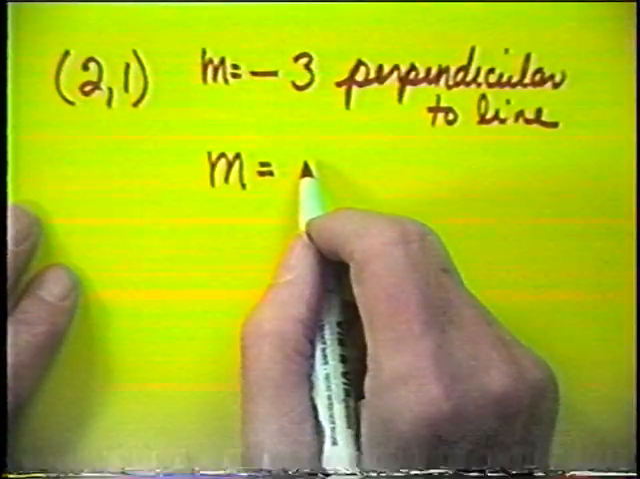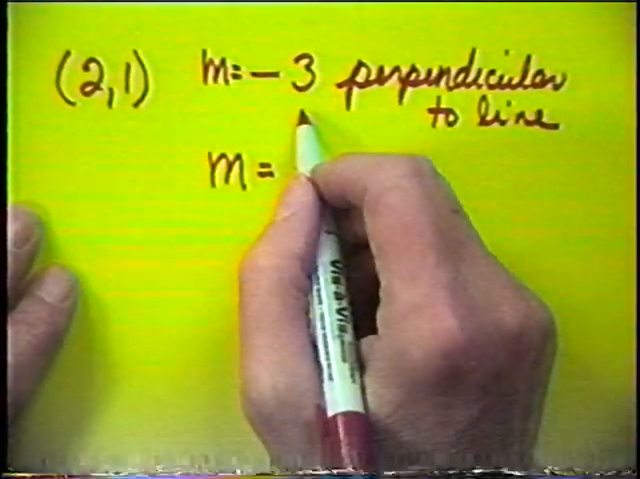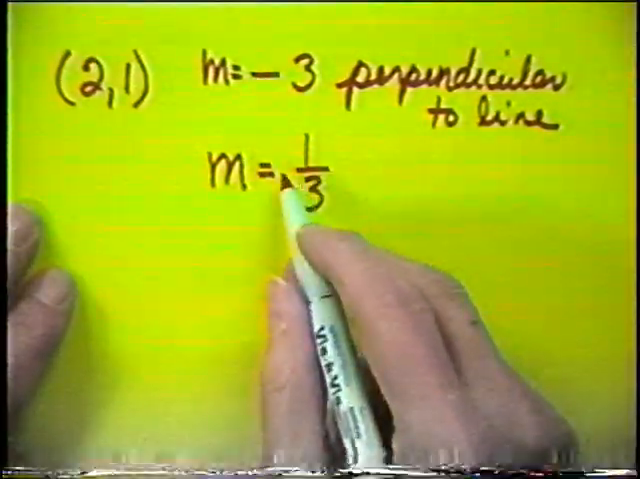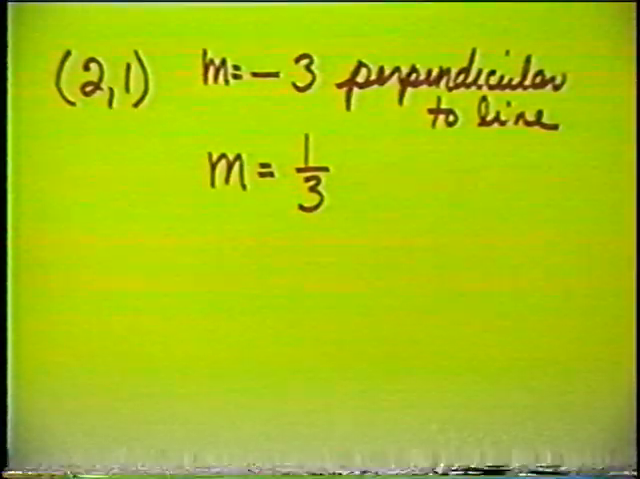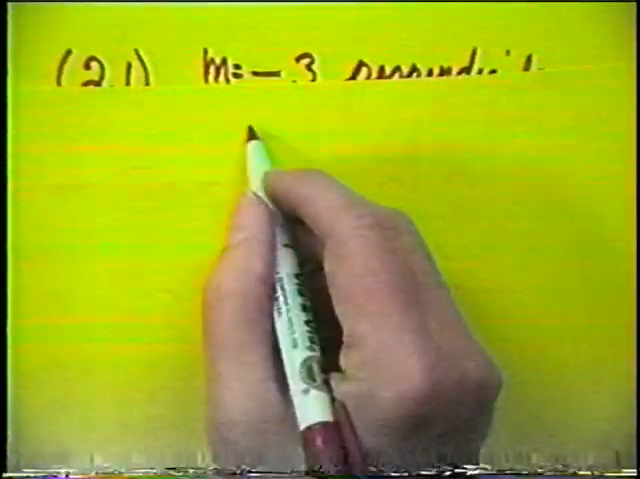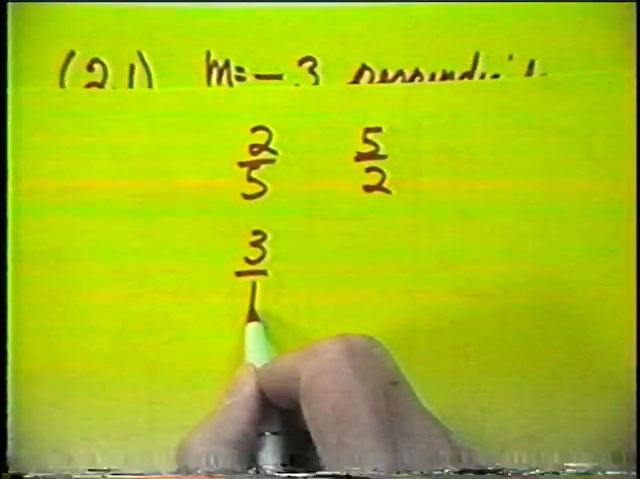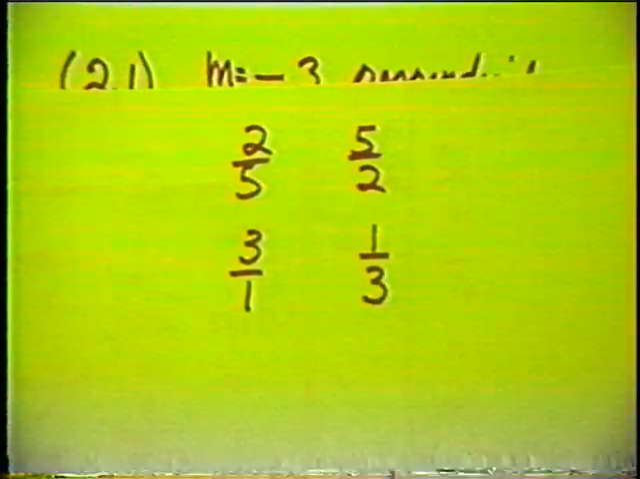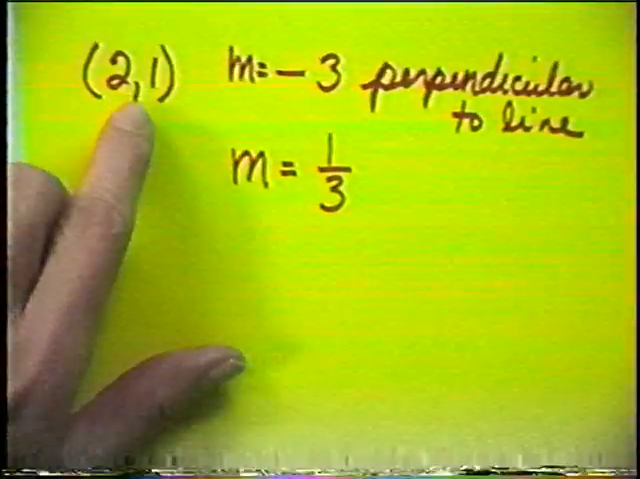The reciprocal of 3 is what? 1 over 3. This one's 3 over 1, so its reciprocal will be 1 over 3. And if I want the negative reciprocal, if this one's negative, then this one's going to be positive. If it's perpendicular, they have to be negative reciprocals. A reciprocal of a number, if it's 2/5, its reciprocal is 5/2. If it's 3, to make it a fraction, it'd be 3/1, so its reciprocal is 1/3. Negative reciprocal just means they have to have opposite signs. So we'd need the slope of 1/3, and it goes through this point.